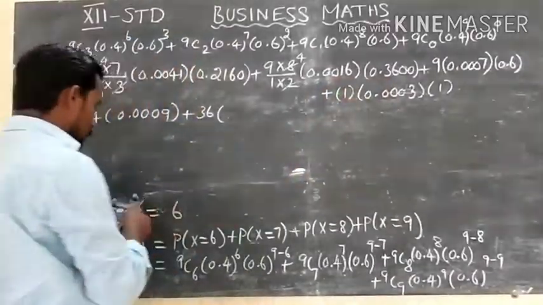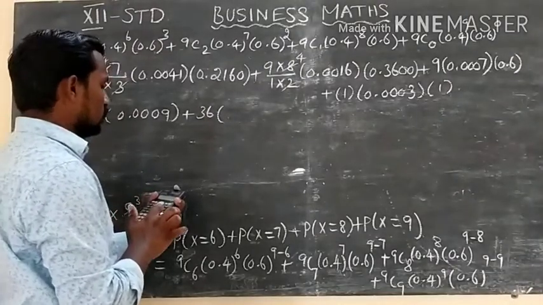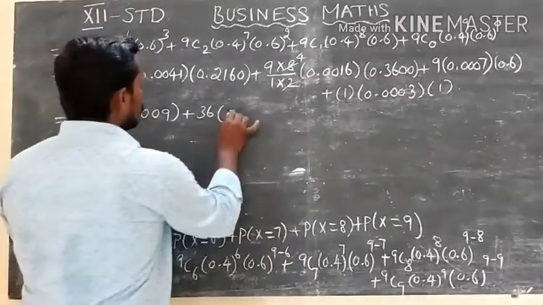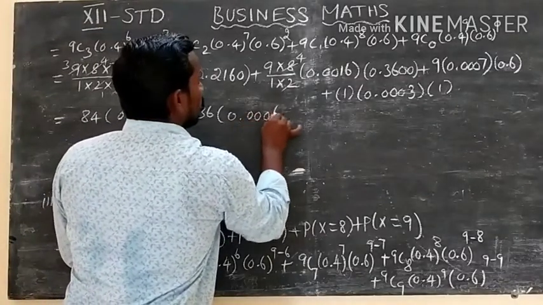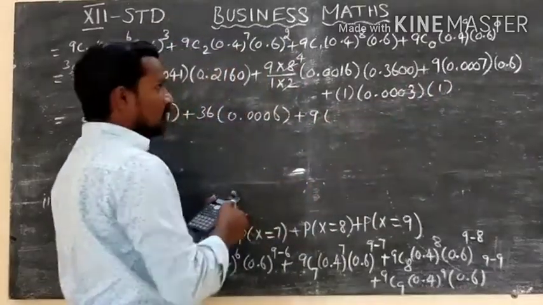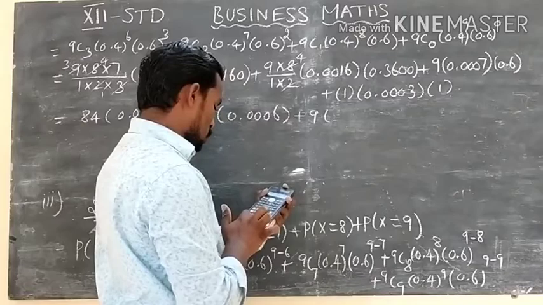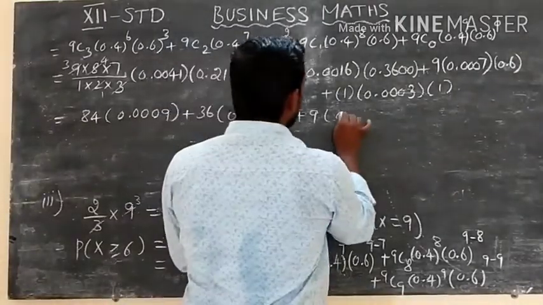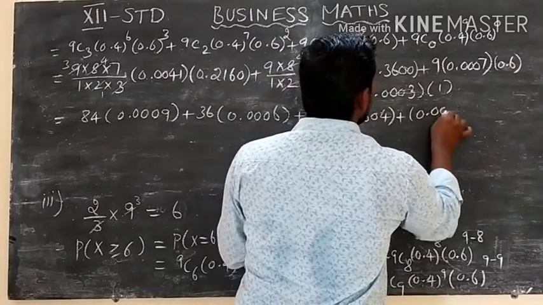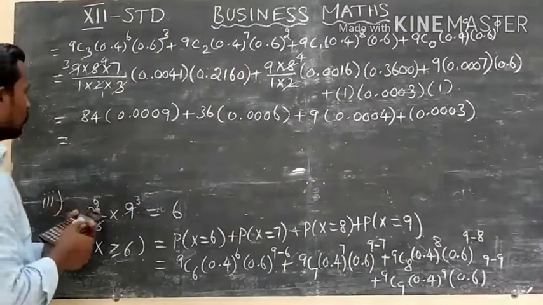Next, multiplying these two decimal numbers. The numbers are 0.0016 into 0.3600. Okay. The answer is 0.0006. Next, 9. Okay. Multiplying next two decimals. So 0.007 into 0.6, which is equal to 0.004. Next one, 1 ones are 1, so remaining to get 0.003. That's all. Next, making the multiplication to get the simplification.